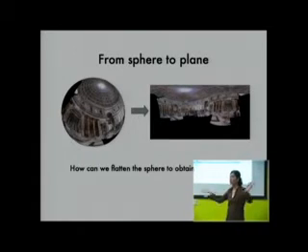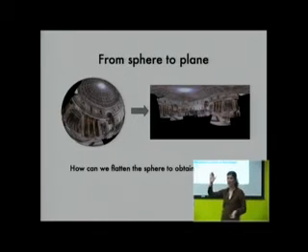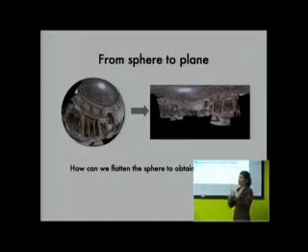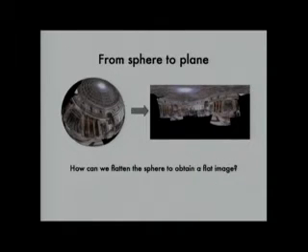But if you want to see the whole scene, which can be 360 by 180 degrees, you need to flatten it. If you wanted to print it, if you want to send it to someone, just want to get a full view of what was there, you have to take this step. And this step is not trivial.